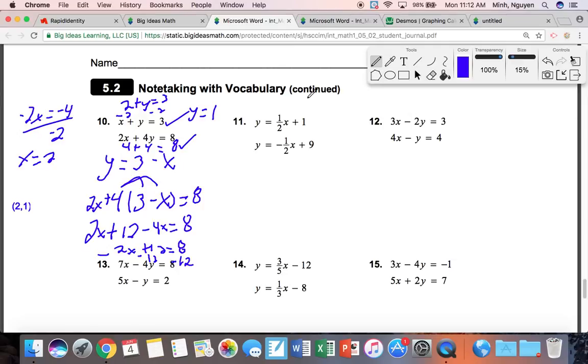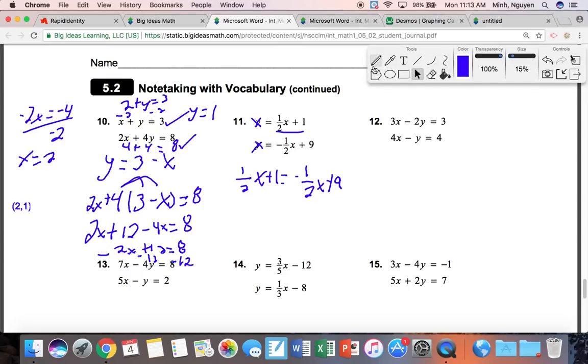Okay, y equals 1/2 x plus 1. Y also equals negative 1/2 x plus 9. So what will that look like here? Y equals all this stuff. So instead of y, I'm going to replace it with all this stuff. So I'll say 1/2 x plus 1 equals negative 1/2 x plus 9. I will leave the rest to you to figure out. This one is exactly the same as number 11.